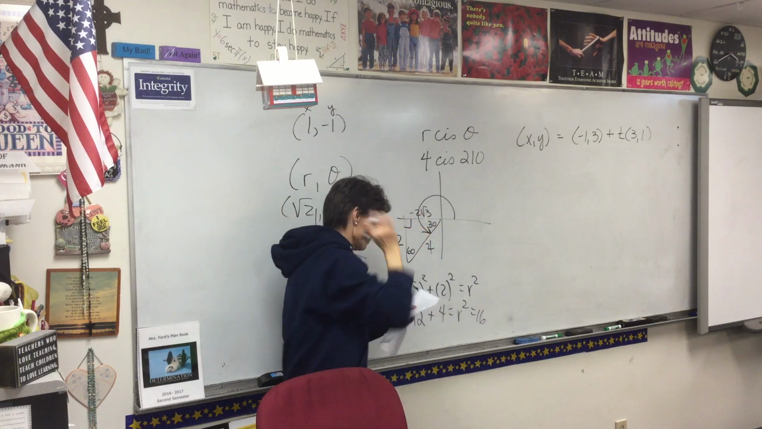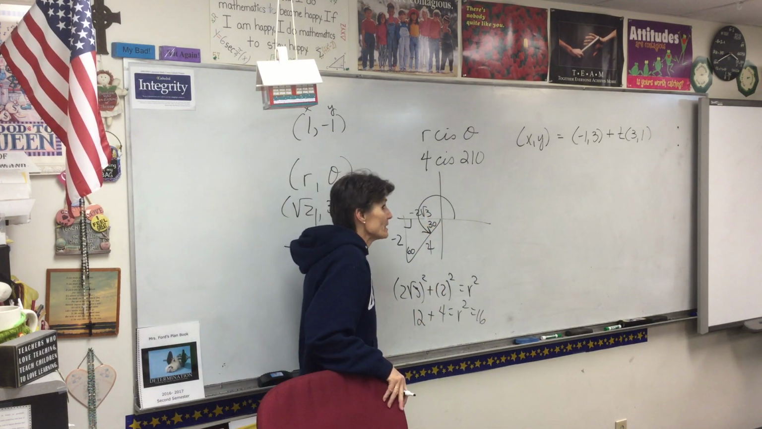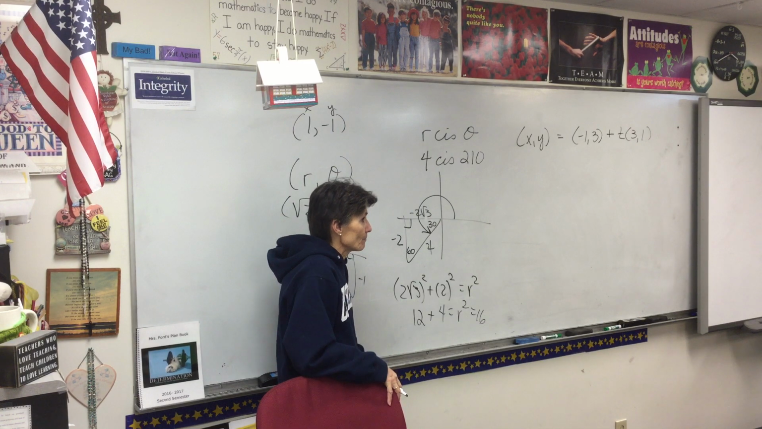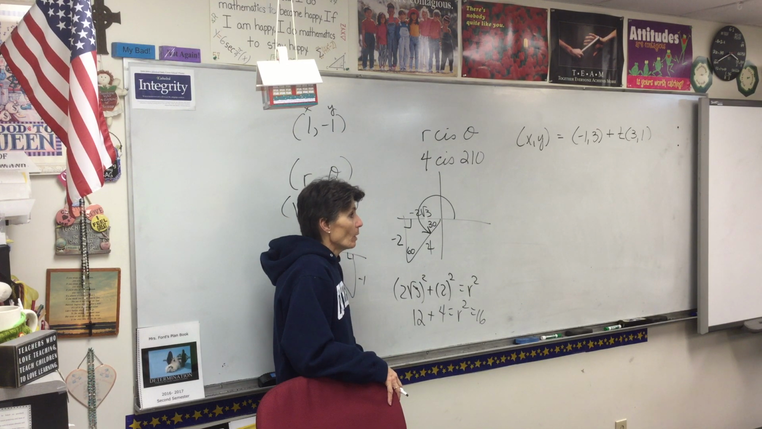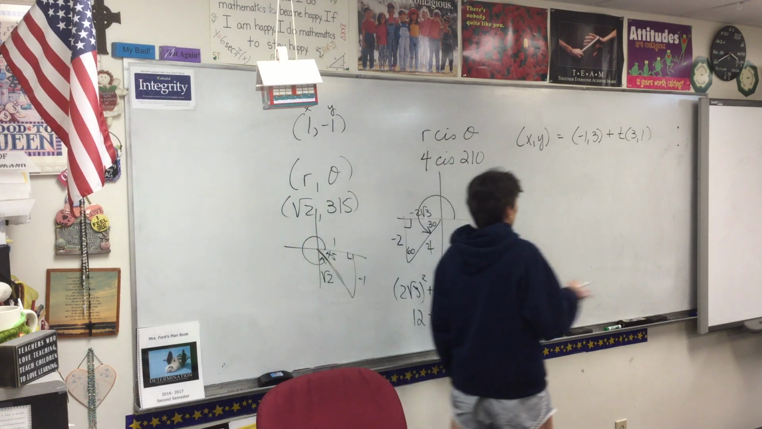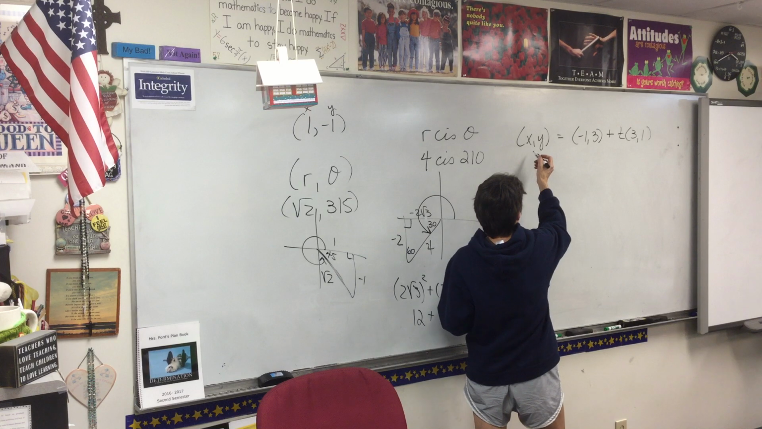Does anybody know how we get, this is the vector form of the line. How do we get from the vector form into the regular form of a line? We kind of, I think you know what you mean. So we break it up.